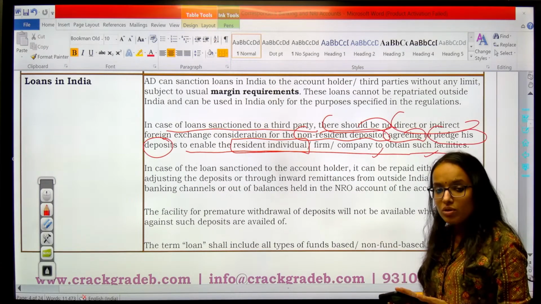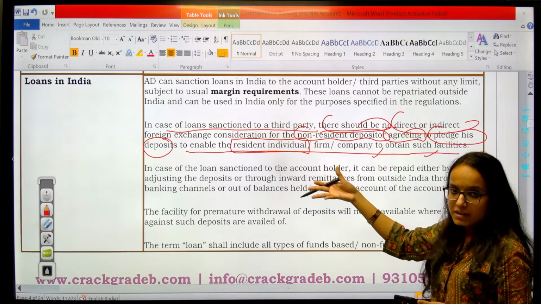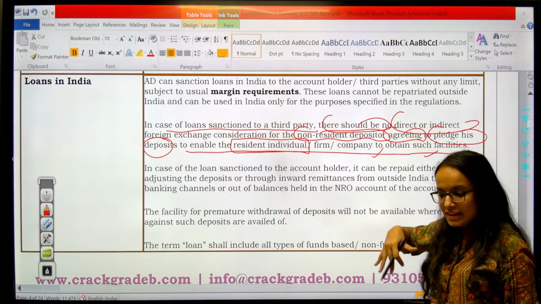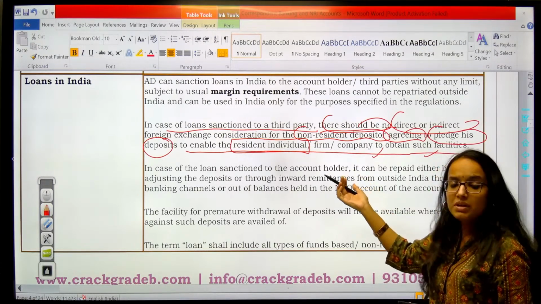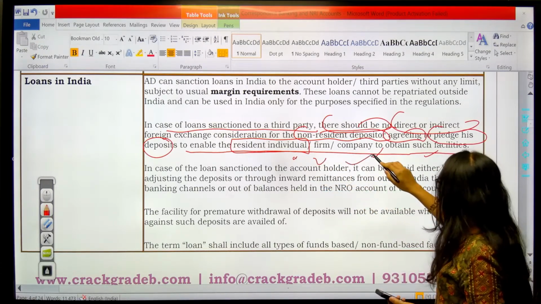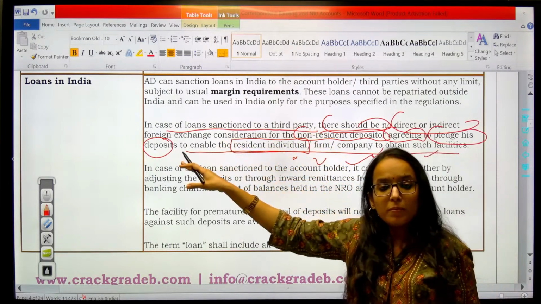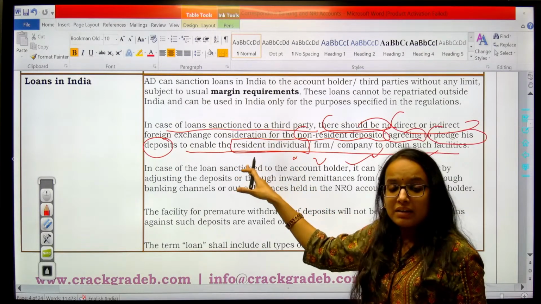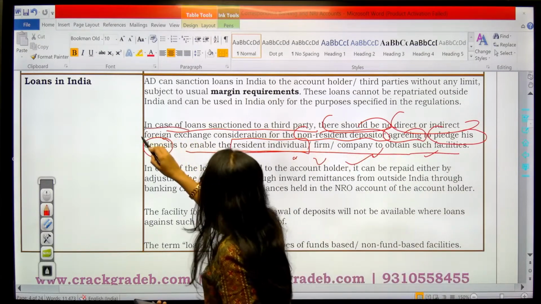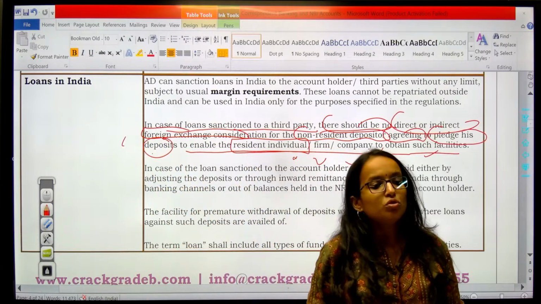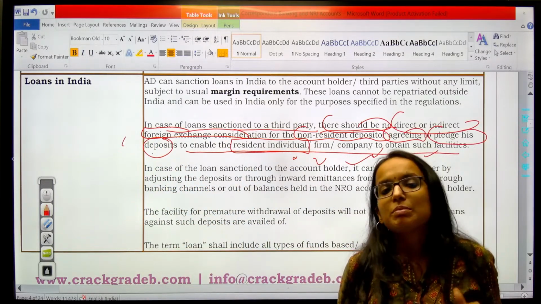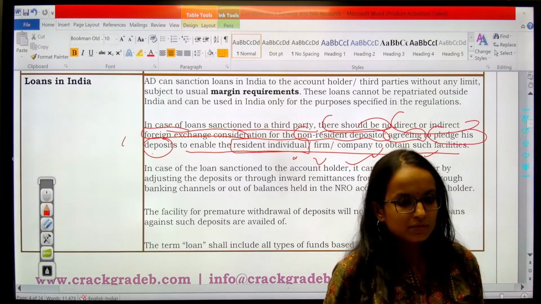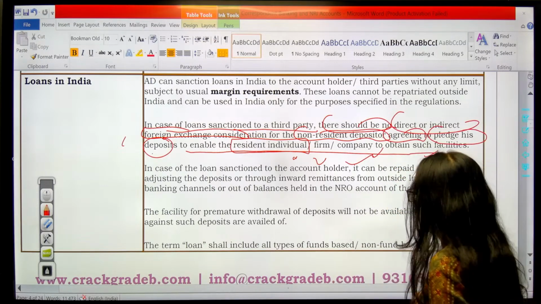So if the NRE account holder wants to pledge his funds or any asset as security, so that any resident, whether an individual, a firm or a company, can obtain such a loan through this NRE account, in that case no foreign exchange consideration or benefit or advantage can be provided. So remember this. Are you able to get this, right? This is another provision.